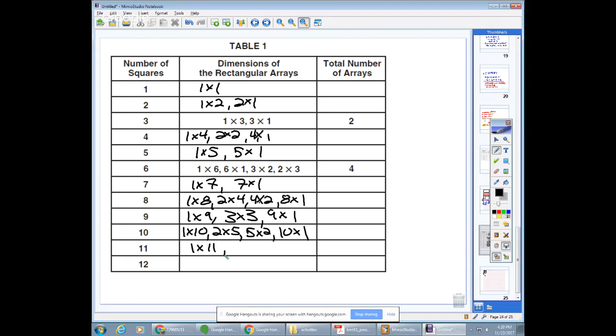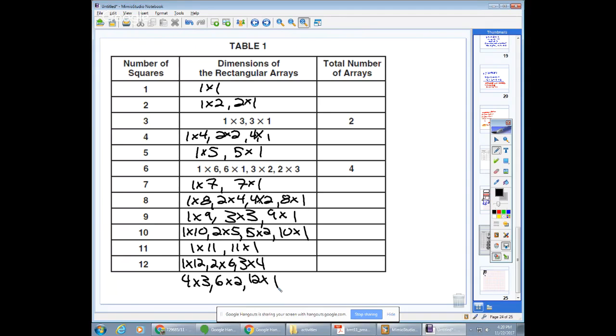1 by 11, 11 by 1. 12 is a lot more exciting. 1 by 12, 2 by 6, 3 by 4, and then reverse each of those. 4 by 3, 6 by 2, excuse me, and a 12 by 1.